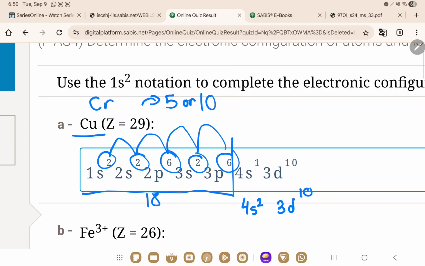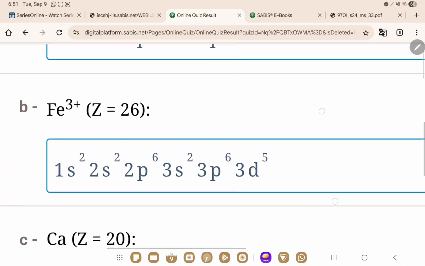So here you have to make it 10 and steal 1 from here. The exception is only for copper and chromium, nothing else. So 4s1, 3d10. That is it. You continue on. And now let's move on to the next example.